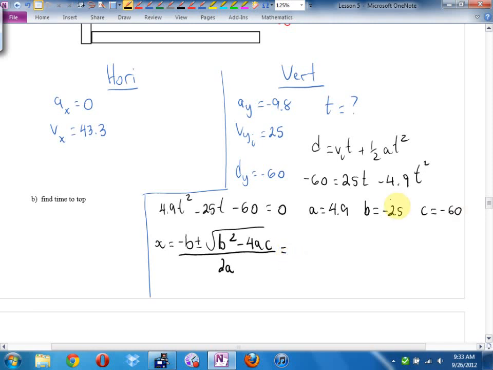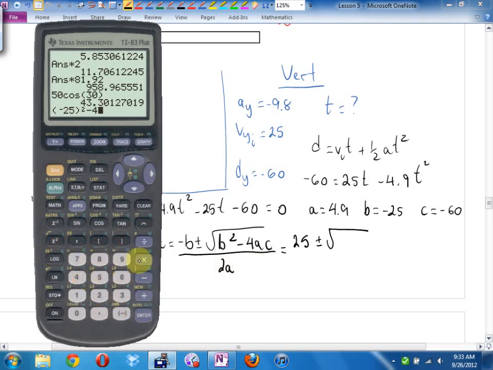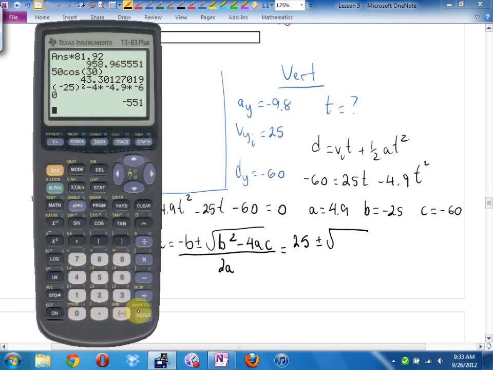Negative b. b was negative 25, so negative 25 plus or minus the square root of, you know what? I'm in grade 12. I'm in physics. I'm going to type the b squared minus 4ac on a separate line right now. I'm going to go negative 25 squared minus 4 times negative 4.9 times negative 60. Oh, I typed that in wrong. Oh, the 4.9 isn't negative, Mr. Dewick. That's why you plussed it over, so you don't make that mistake. The 60 is negative. Inside the square root, do you get 1,801?